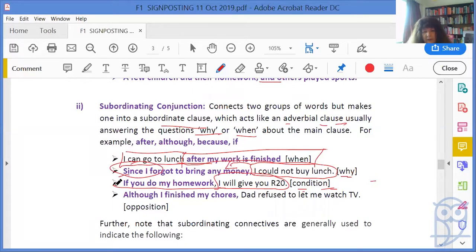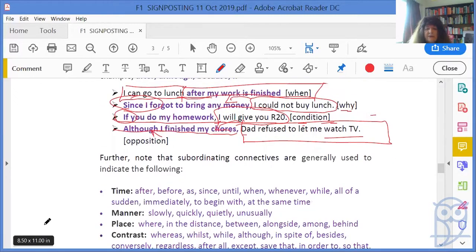It begins with your connecting words or conjunctions in this case, although they can also be adverbial conjunctions. The final one: Dad refused to let me watch TV. Although I had finished my chores, is your subordinate clause. There's your main clause. Dad refused to let me watch TV, although I finished my chores. So there was something that's a bit in opposition. So you could use the word although.